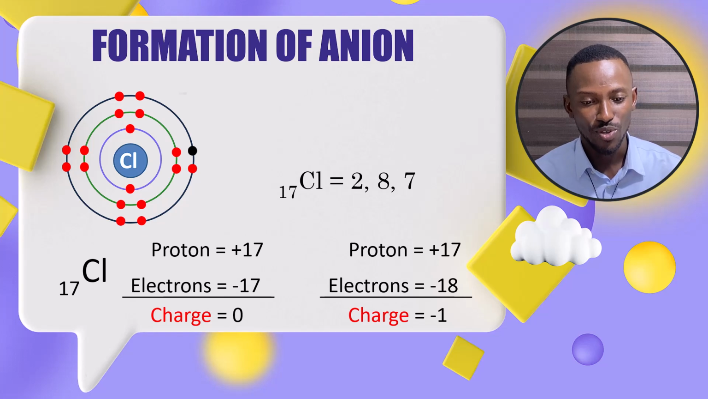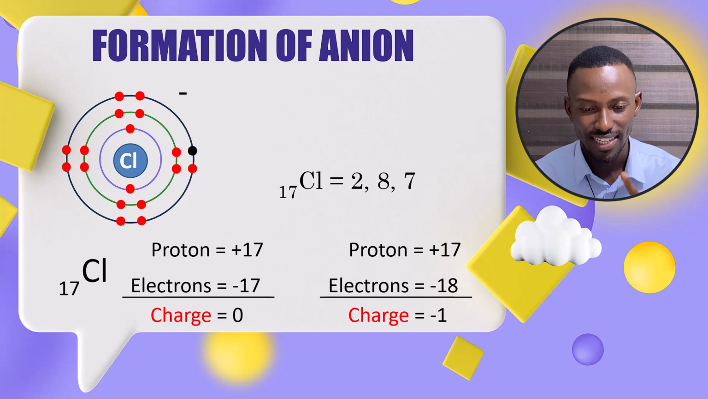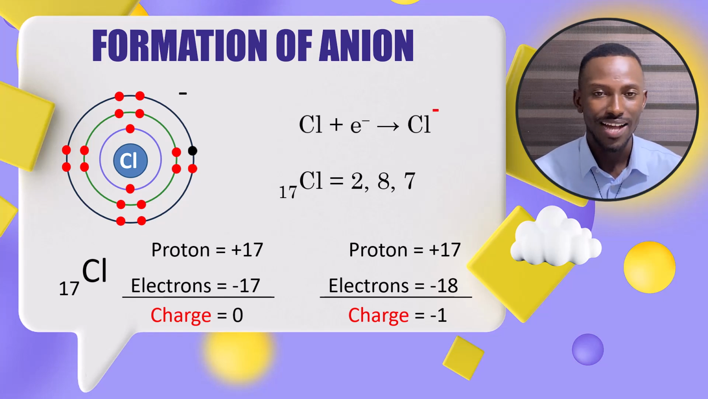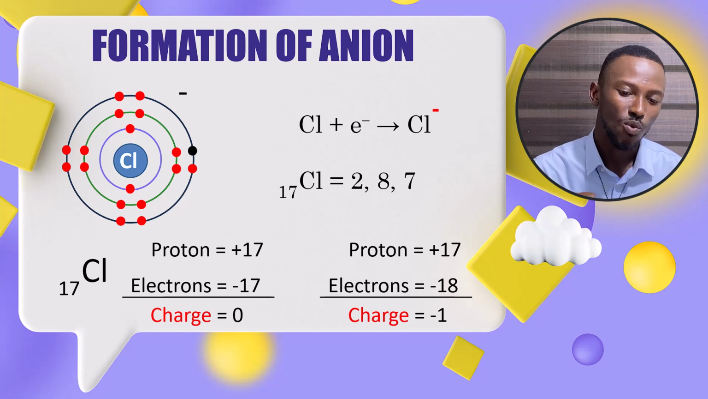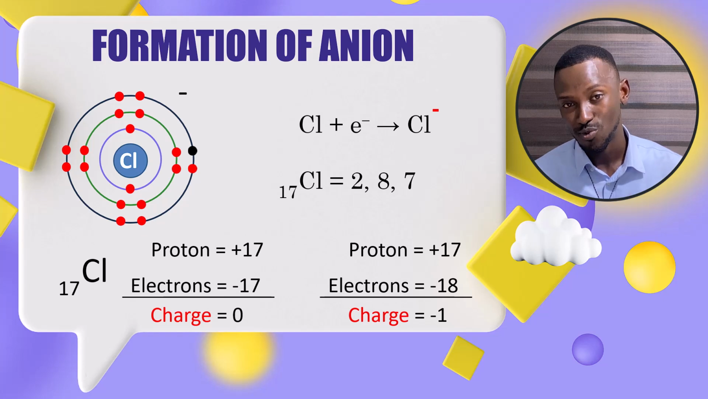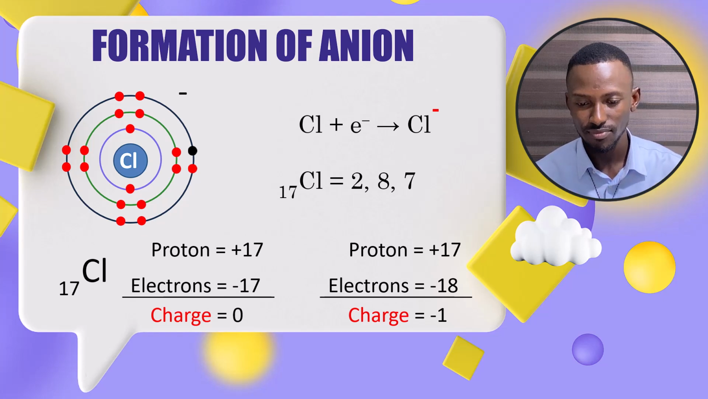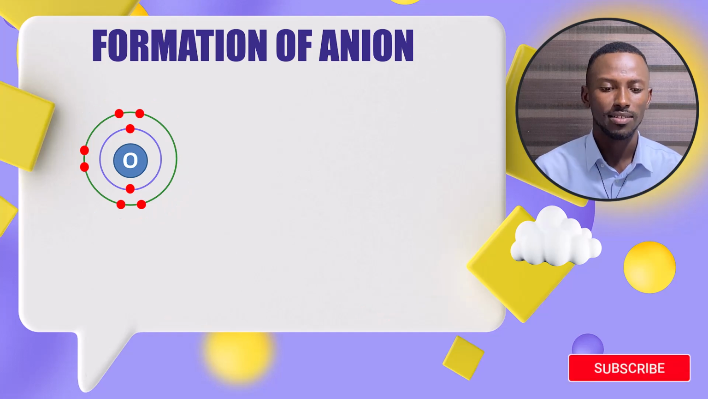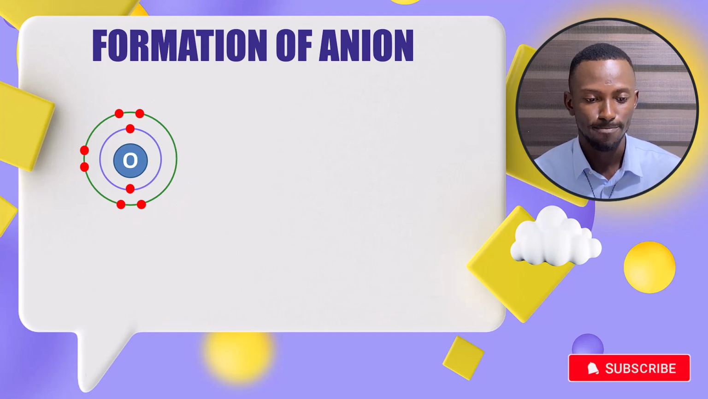So as a result, this chlorine atom now becomes negatively charged. In terms of equation, it can be written as the chlorine atom has gained one more electron, that is the plus 1 electron, going into the chloride ion. Well, this is clear and simple. Let's look at our last example, that is using oxygen.